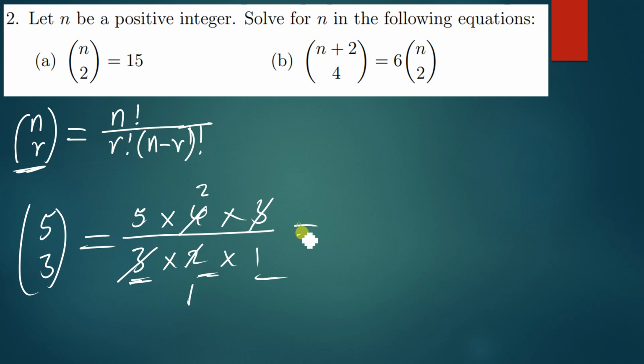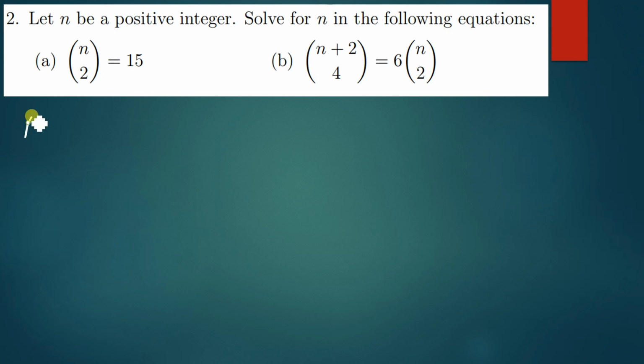5 times 2, you're getting 10 as the solution. So this is how you use this second method. It's very simple. So let's use that same one to solve the questions.